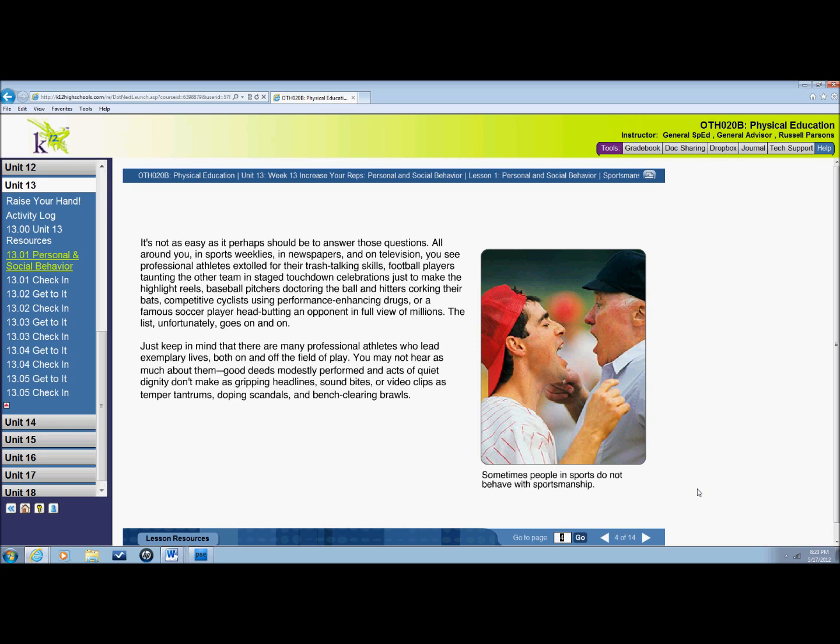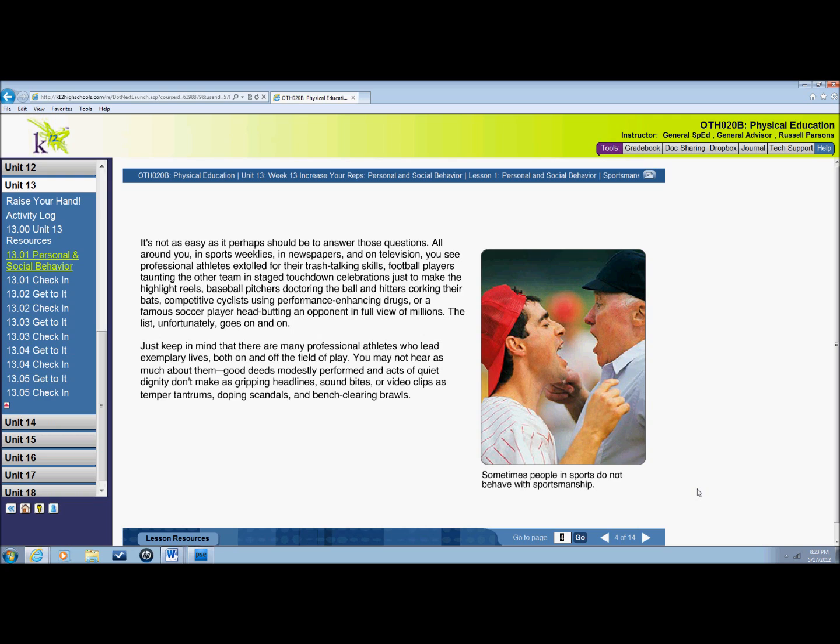All around you, in sports weeklies, in newspapers, and on television, you see professional athletes extolled for their trash-talking skills, football players taunting the other team in staged touchdown celebrations just to make the highlight reels, baseball pitchers doctoring the ball and hitters corking their bats, competitive cyclists using performance-enhancing drugs, or a famous soccer player headbutting an opponent in full view of millions. The list, unfortunately, goes on and on.